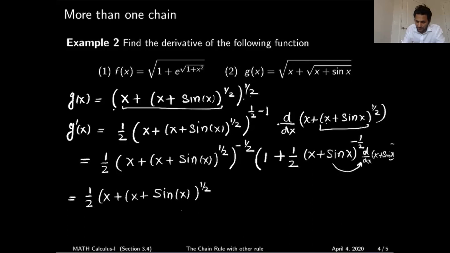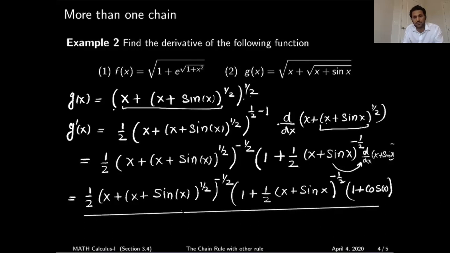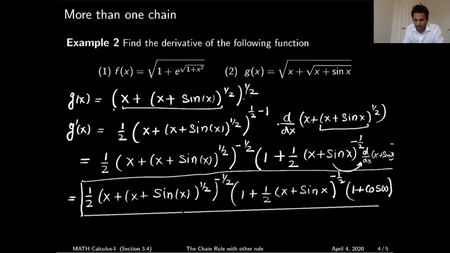Power 1 half, all to the power negative 1 half, and then we write 1 plus 1 half, x plus sine x to the power negative 1 half, and the derivative: this is a 1, the derivative of x is 1, so 1 plus cosine of x, because the derivative of sine is cosine x. So that's your complete solution to the problem.